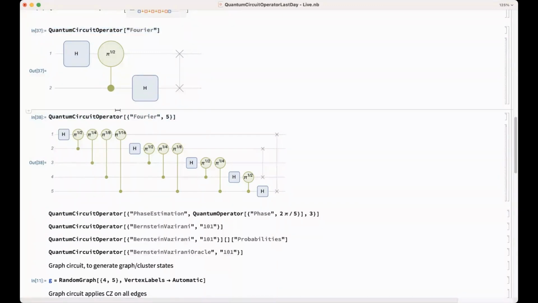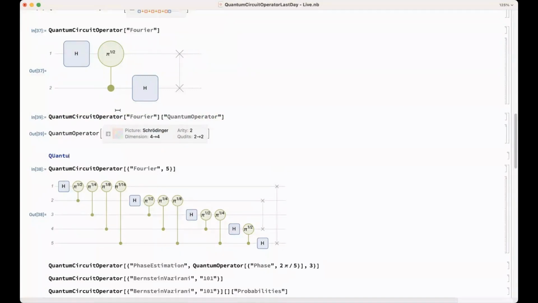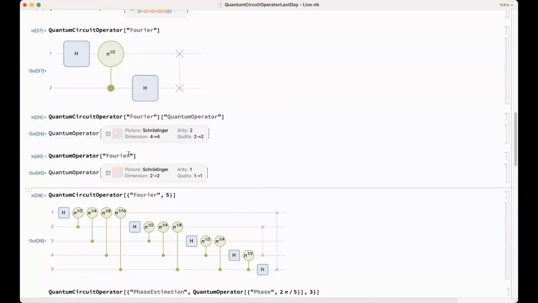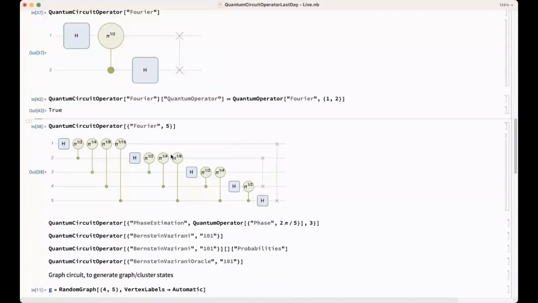Maybe we can show its equivalent quantum operator, same as just quantum operator. Yes, for 2 qubits. This is the equivalency of the two.